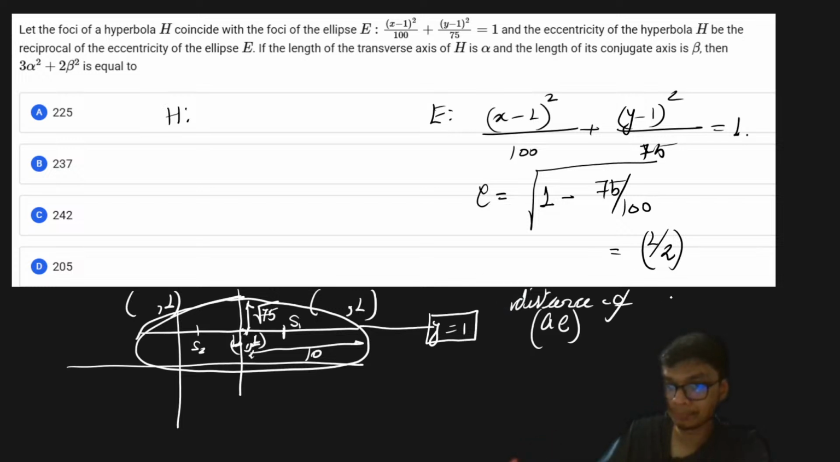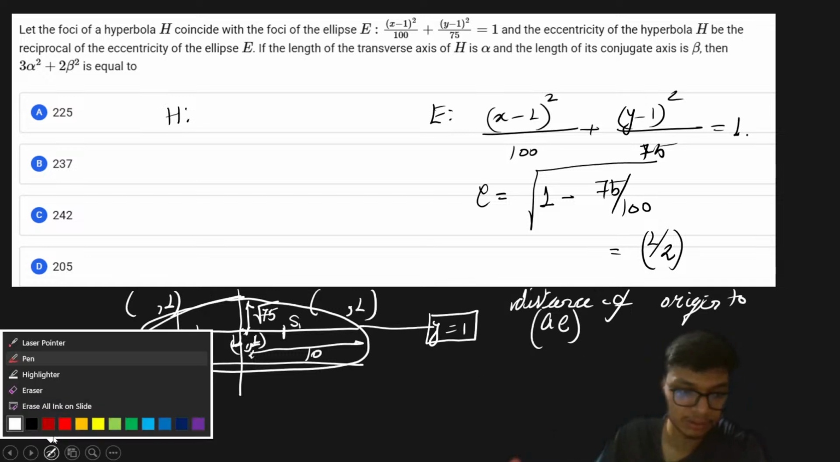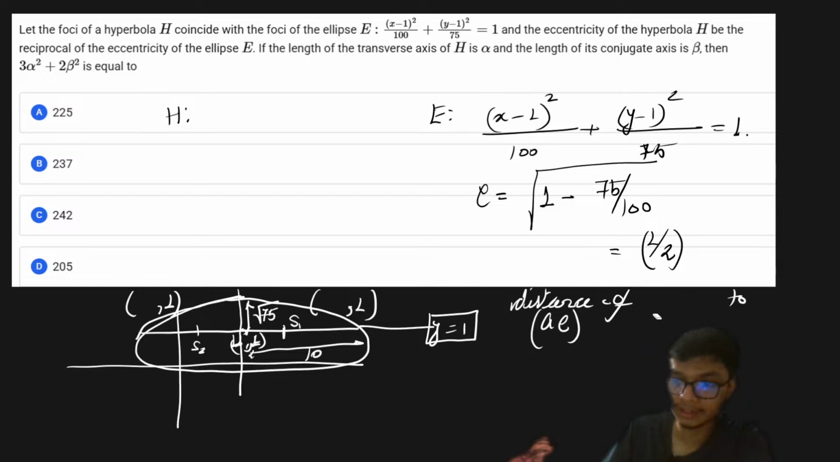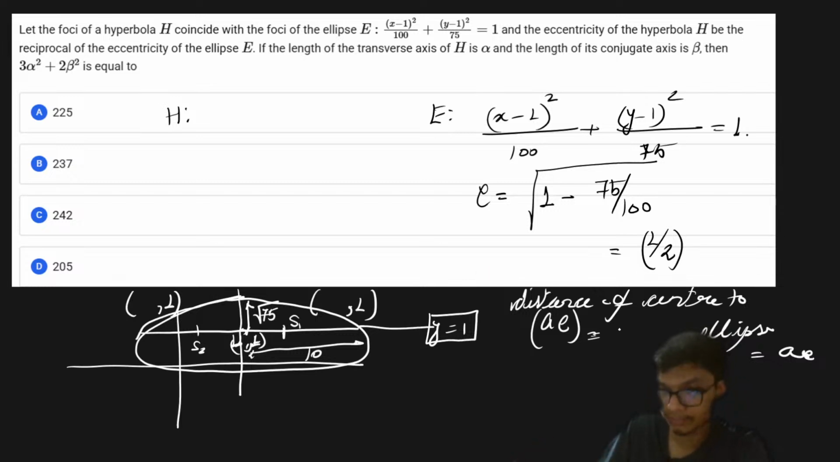the distance of the origin, let us call it the center, okay. So the distance of the center to the focus of an ellipse is basically given as AE, right? So AE is going to be equal to, our A is 10 and eccentricity is half of that, so 10 by 2 is basically going to be 50. So this particular point can be 51 comma 1, as well as it can also be minus 49 comma 1, right?